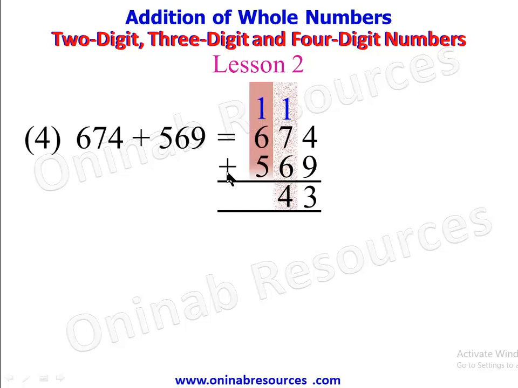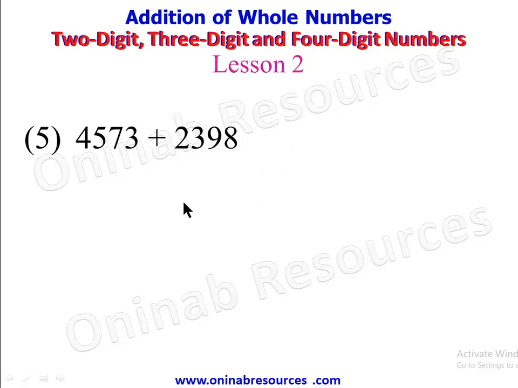So we go ahead there. 1 plus 6 gives 7. 7 plus 5 gives 12. So we have successfully added 674 to 569 to give us 1243. So we are done with problem 4. We go to problem 5.